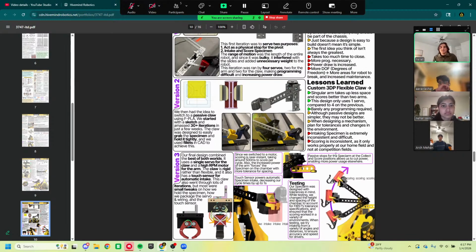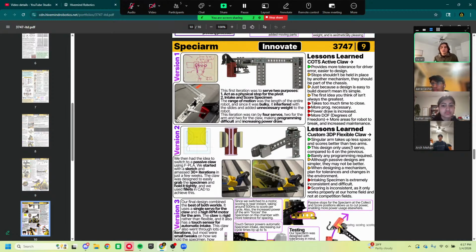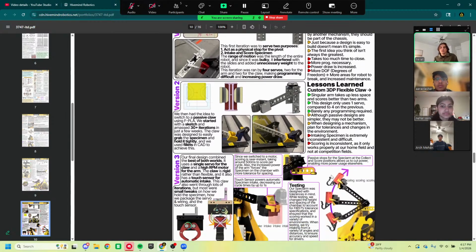And again, we have the lessons learned on the right, following the same color scheme. The green is good things, yellow is lessons learned, and red is bad things. And then our version 3 at the bottom explains how our final version works and why our final version is good and consistent.